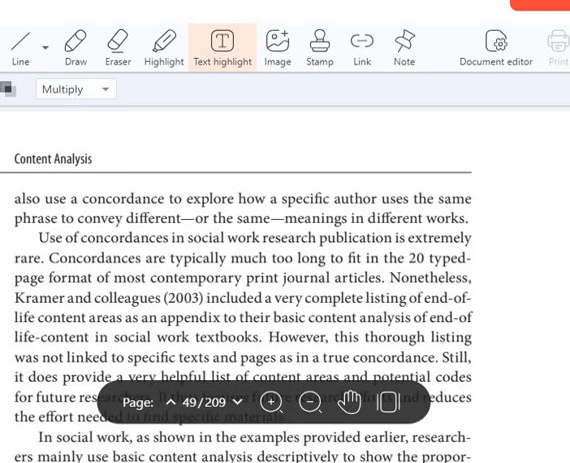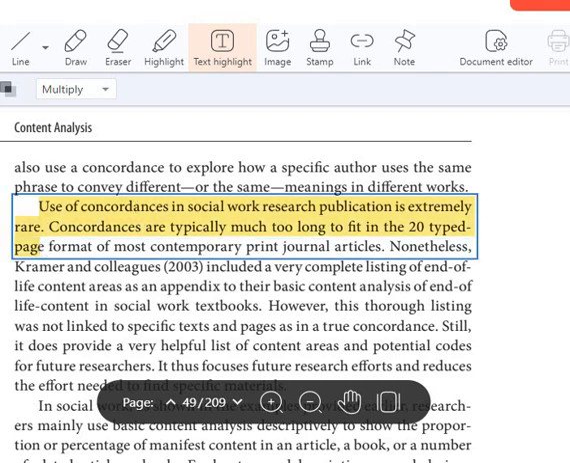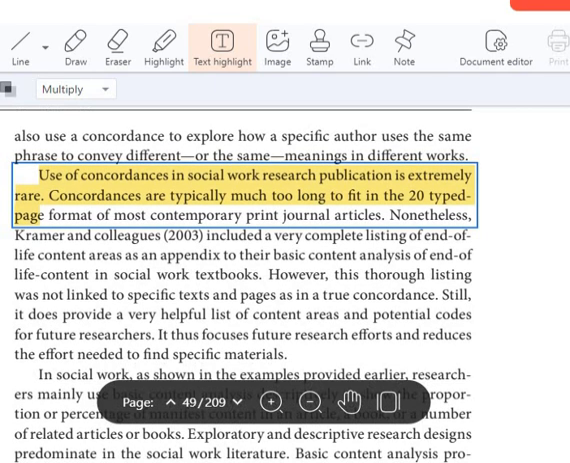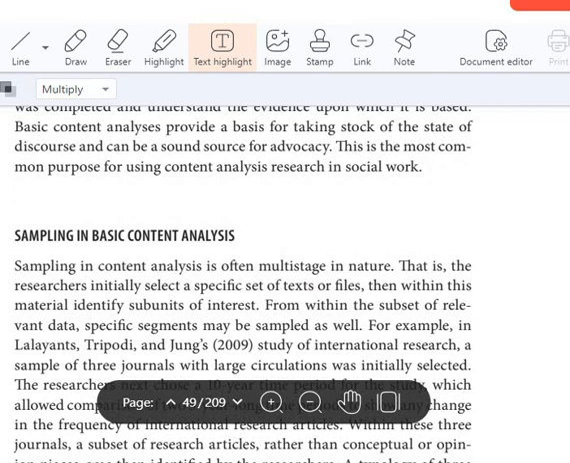Okay, let's move on now to the use of concordances in social work research publication, which is very rare. Okay, so it's not used in the social work fields. Okay, let's move on now to the sampling in basic content analysis.